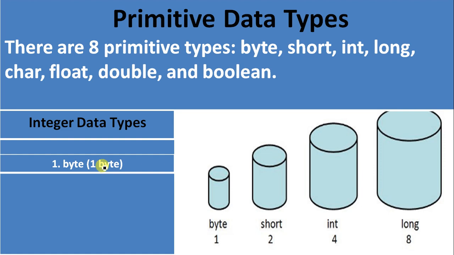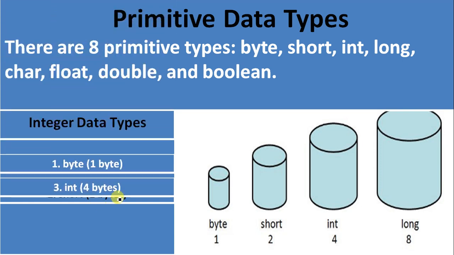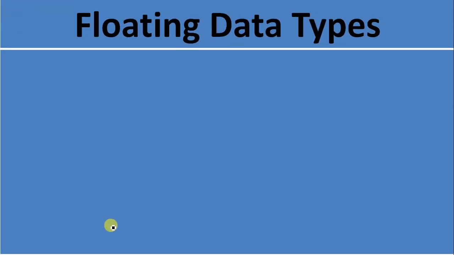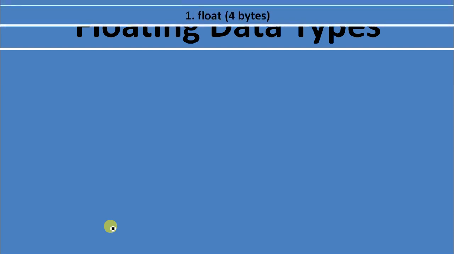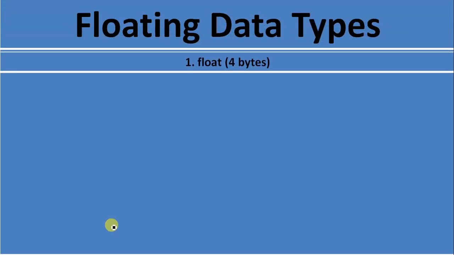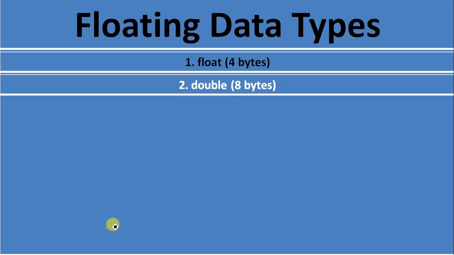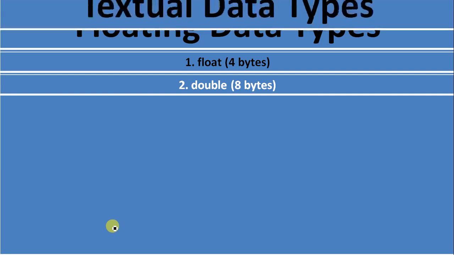Byte holds 1 byte of memory. Short holds 2 bytes of memory. Int holds 4 bytes of memory, and long takes 8 bytes of memory. Now the floating data types. Floating data types are divided into two parts. One is float. Float takes 4 bytes of memory, and the second one is double. Double takes 8 bytes of memory.